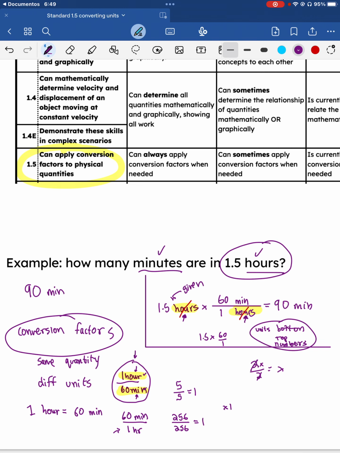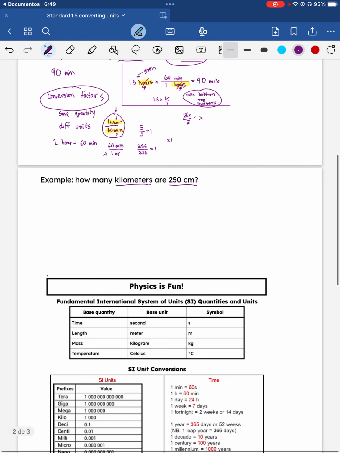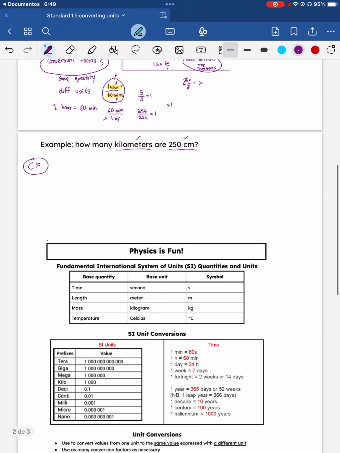Let's look at a problem where you probably can't just do it in your head looking at it. How many kilometers are in 250 centimeters? All right, so interesting. I have kilometers and centimeters. I'm going to have to figure out which conversion factors, CF, which conversion factors I need.